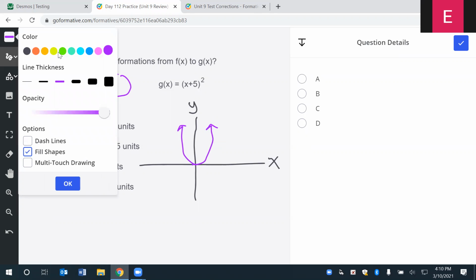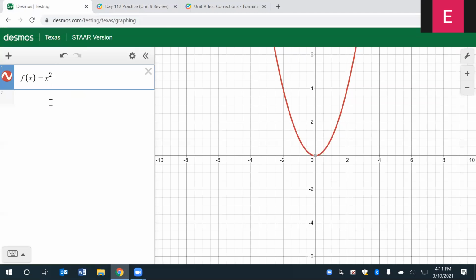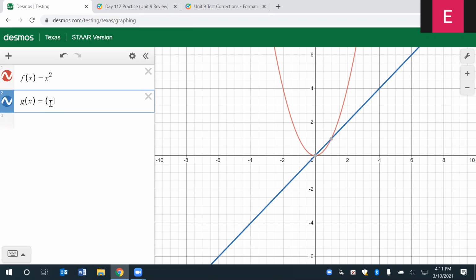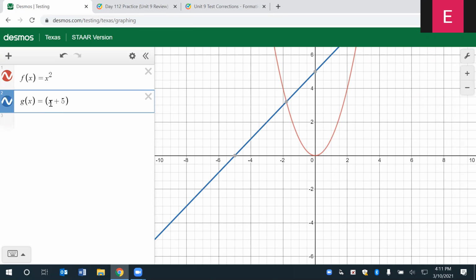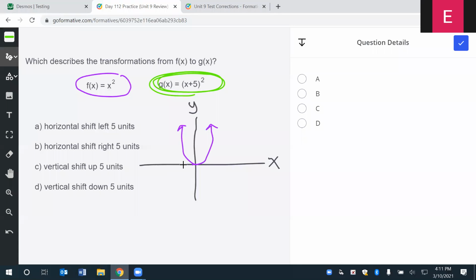Right now I'm going to graph the second one, x plus 5 squared. So this one's g of x equals (x plus 5) squared, and this one's the blue one. If you notice, it's right here at the -5. So I'm going to sketch it: 1, 2, 3, 4, 5. That's -5, and it goes something like this.